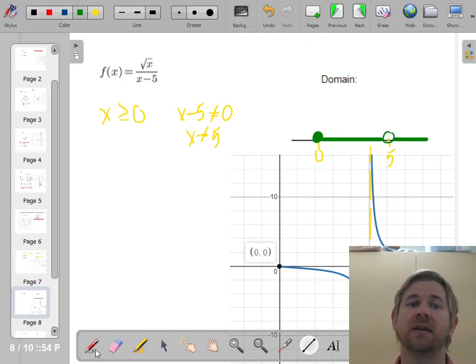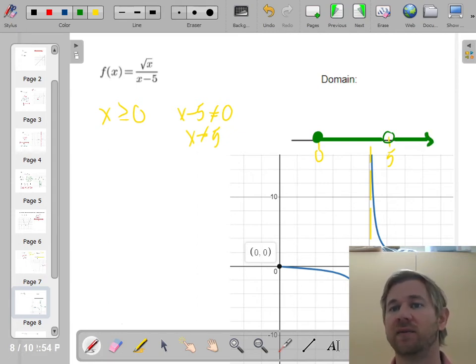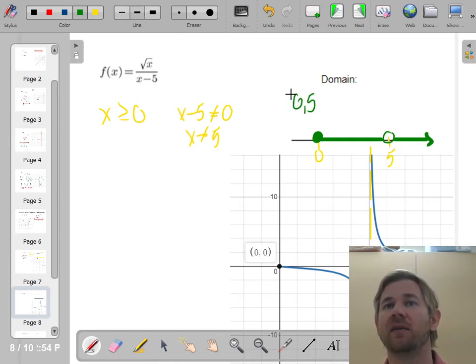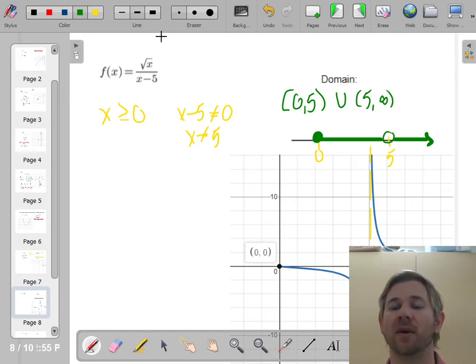So then these are my two intervals. You can see it right here from 0 to 5 and from 5 to infinity. And you can see it on your number line. So let's write it in interval notation. That would be from 0 to 5, bracket for 0, parentheses for 5, union, 5 to infinity. Both of those are parentheses.